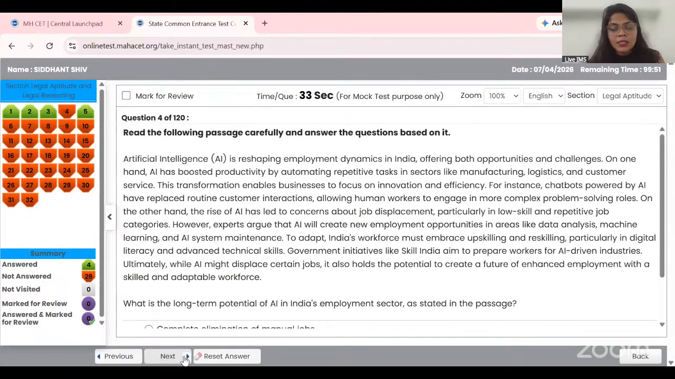Whenever you're marking answers on the basis of the passage, keep it in mind that you have to make sure that you are sticking to the passage, the information given in the passage.